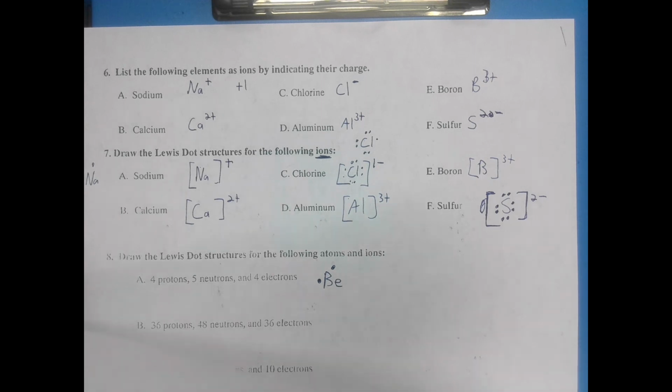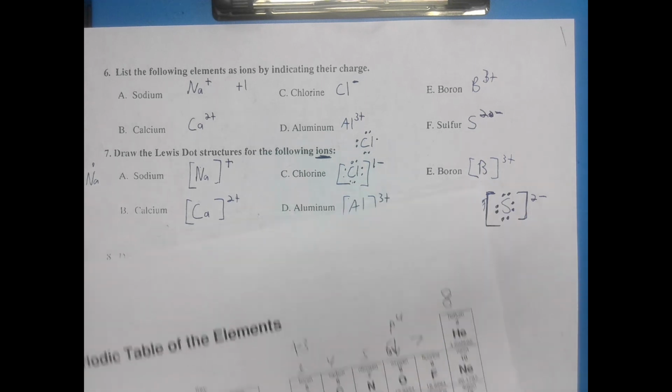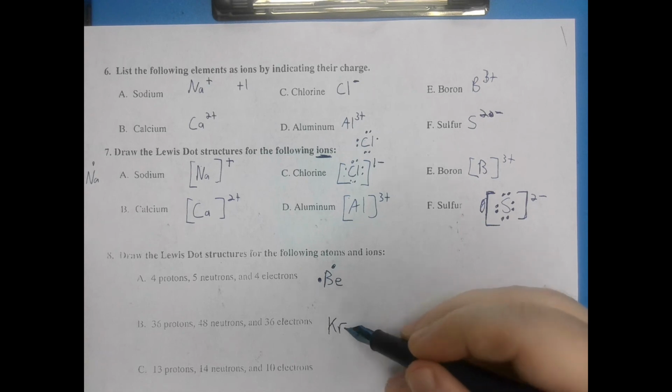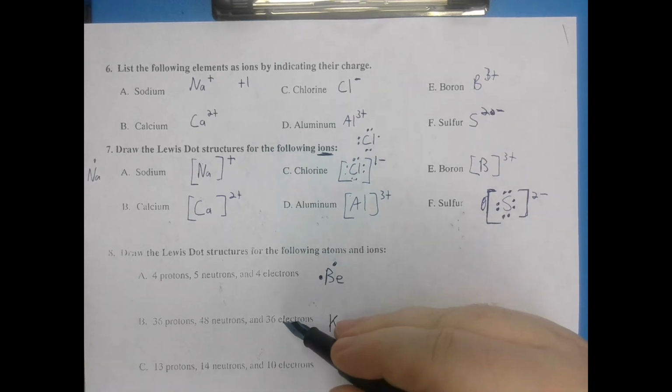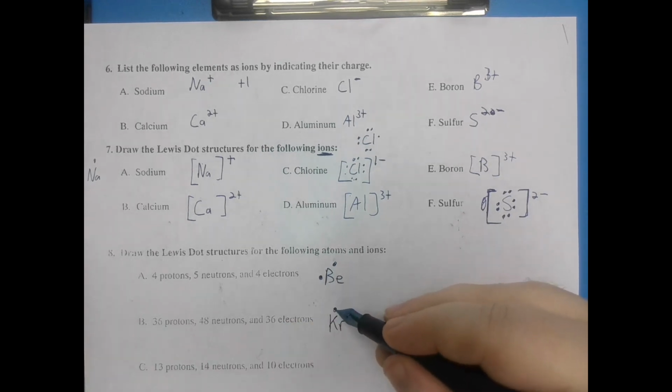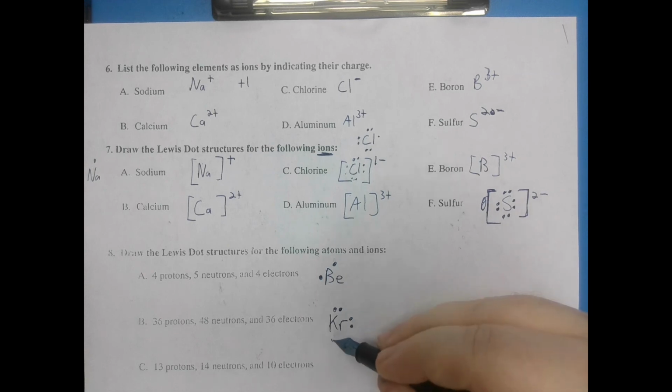36 protons corresponds to krypton. Krypton's a noble gas. This is the same number of electrons and protons. We'll have 8.